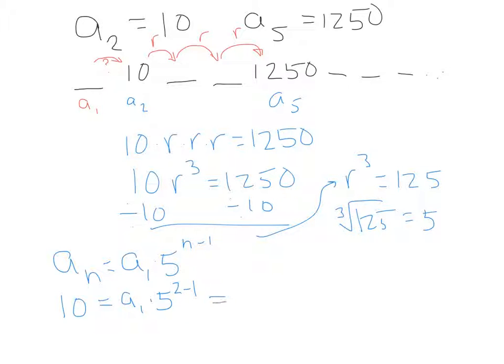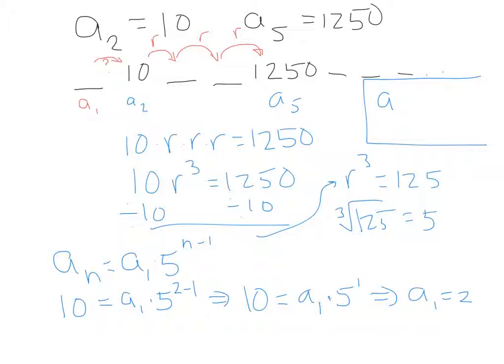And what we're really saying is that 10 is equal to a sub 1 times 5. I'm going to write 5 to the first. Of course, that means we just divide each side by 5. And what that tells us is that a sub 1 is 2. So now we know that our general expression here for this is a sub n equals 2 times 5 to the n minus 1. And that allows us to have the general form of this geometric sequence.